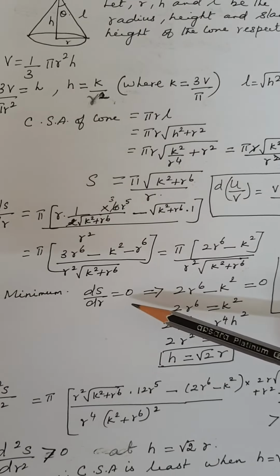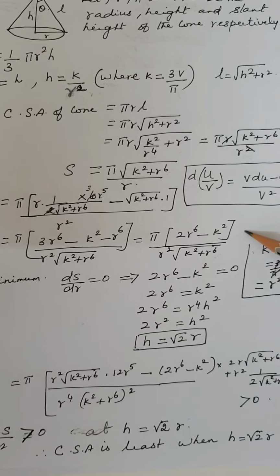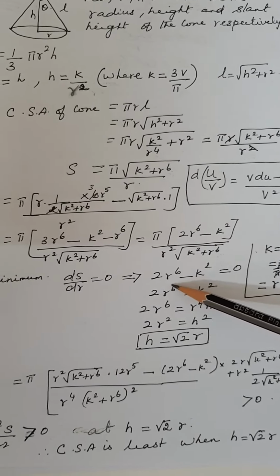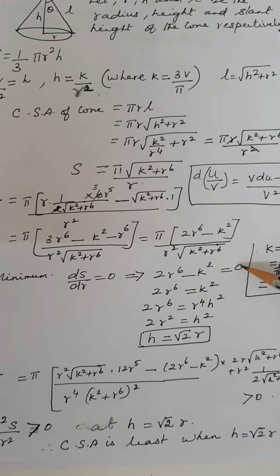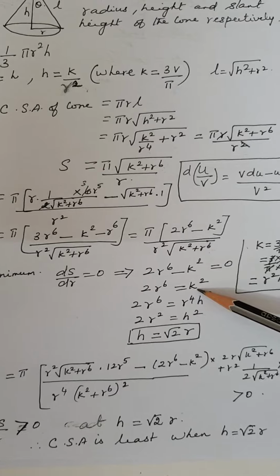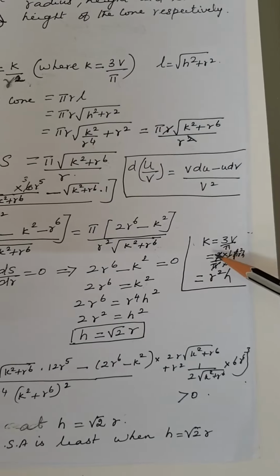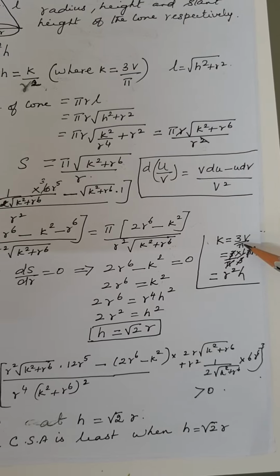For minimum, ds by dr equal to 0, so equate this to 0, we get 2 r power 6 minus k squared equal to 0. So 2 r power 6 is equal to k squared. So instead of k, substitute the value here. Here k equal to 3v by pi.